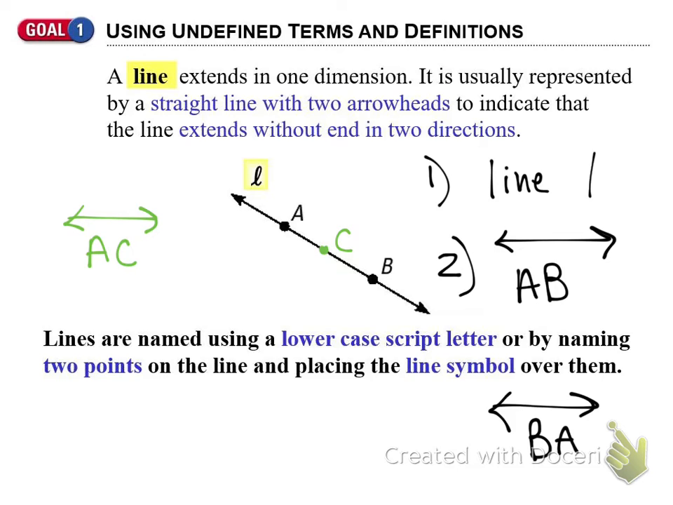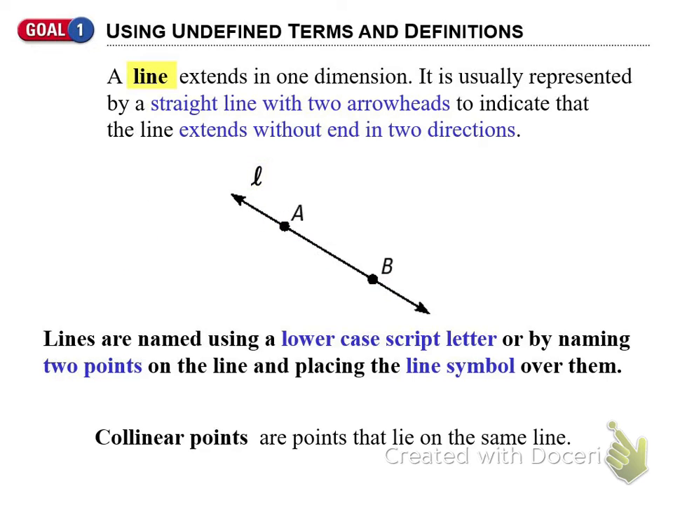And here's why. These arrows, what do they indicate? Direction. Infinitely in both directions, right? So even if I named this AC, does it include point B? It does eventually, because this arrow means it's going to keep going and going. So AC could be an option.